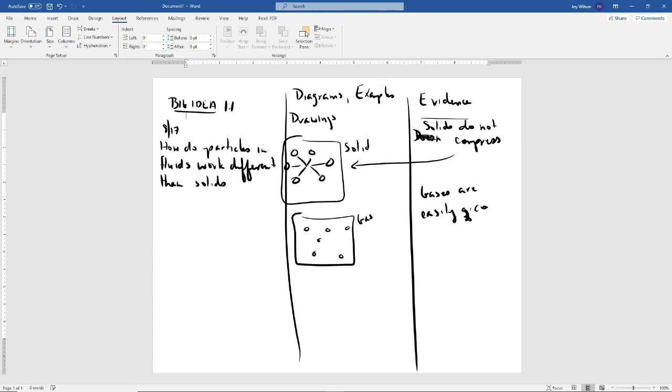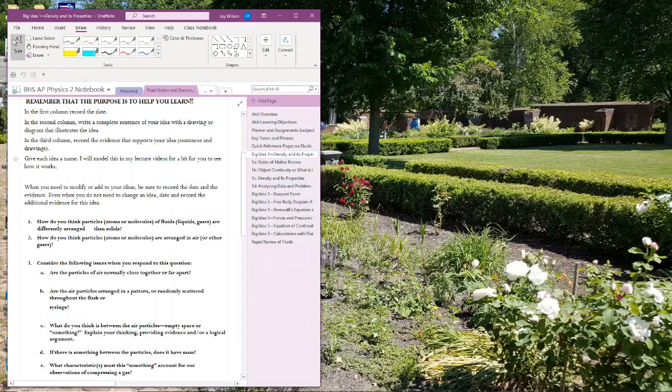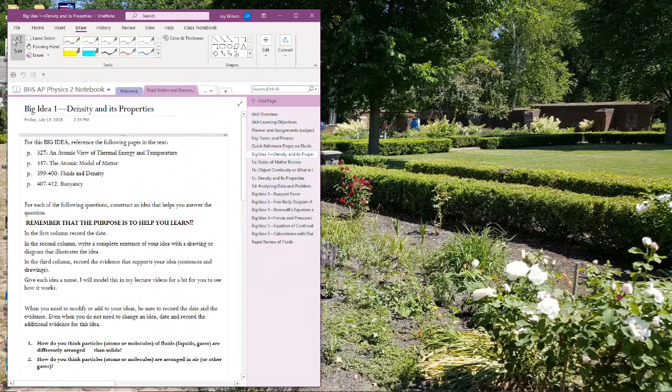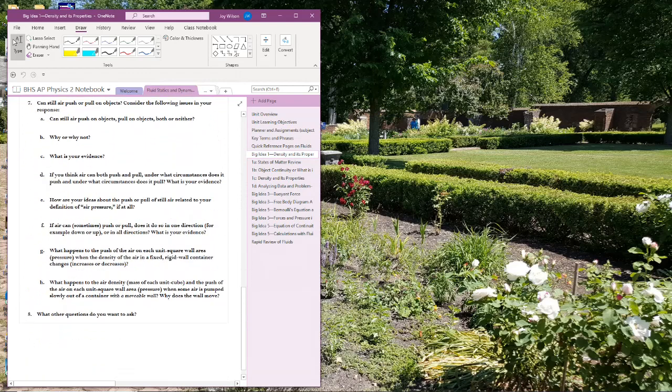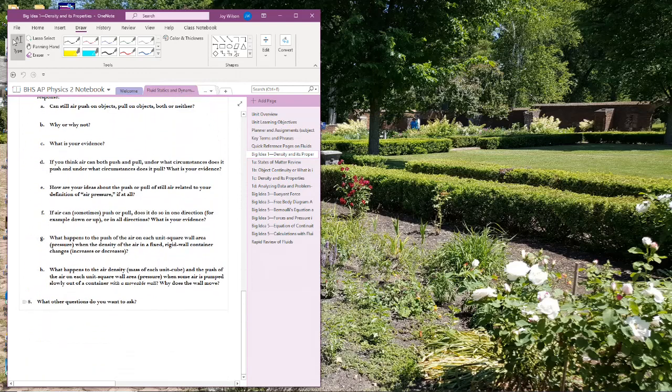Okay? And so what you're going to do as you work through this idea, as we work through and get the different evidence, is you're going to answer each one of these questions that you see over here. These are your main big ideas, density and its properties. We want to be able to answer all 9 of these pages, or all 8 of these questions, the last question being the one that you would pick to work with.